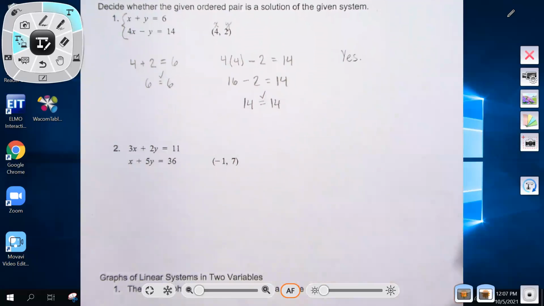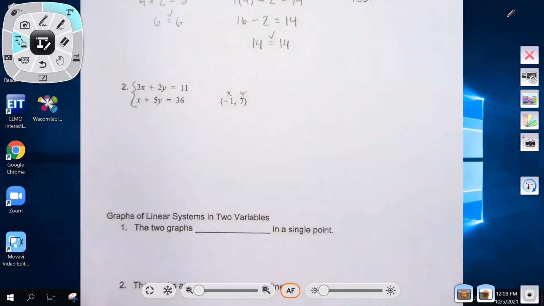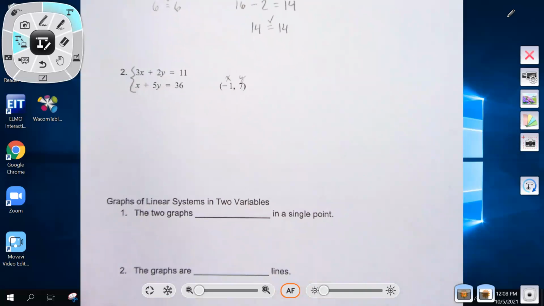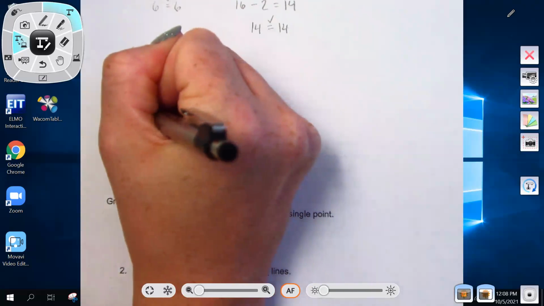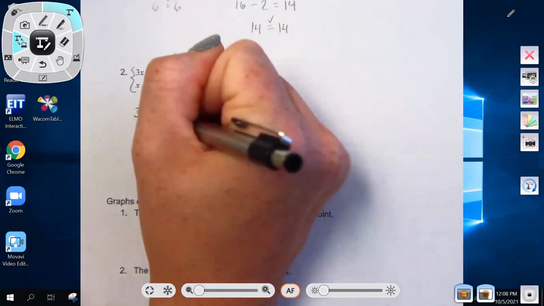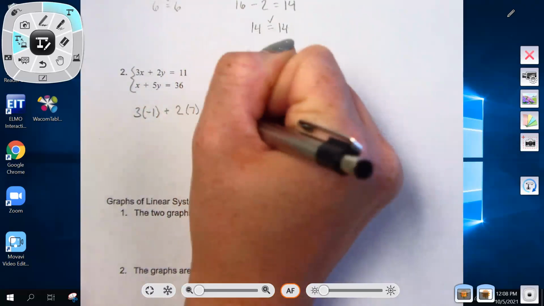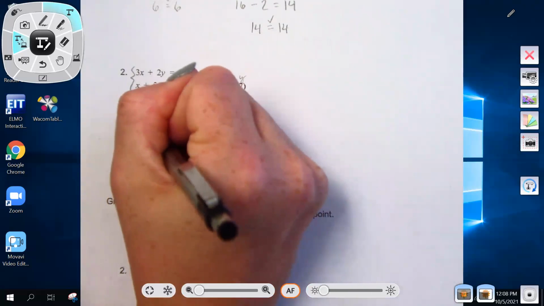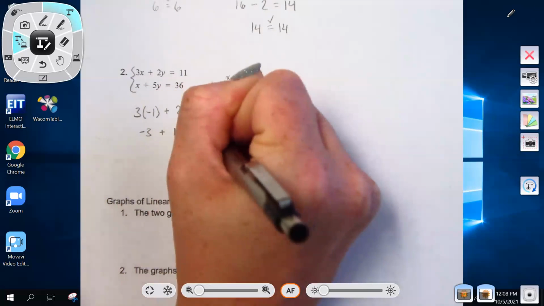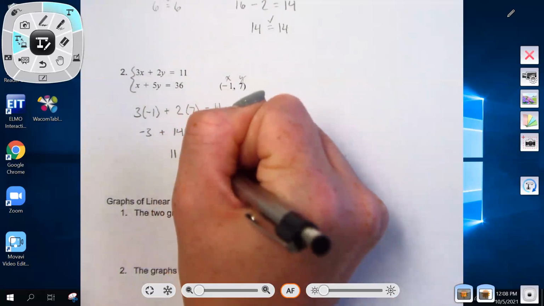Okay, number 2, we're given a new system and a new ordered pair. So now negative 1 is our x and 7 is our y, and we need to try those in both of these equations. So the first equation, 3x plus 2y equals 11: 3 times negative 1, because that's our x, plus 2 times 7, because that's our y, equals 11. So that's negative 3 plus 14. Negative 3 plus 14 is 11, and 11 equals 11. Yay.